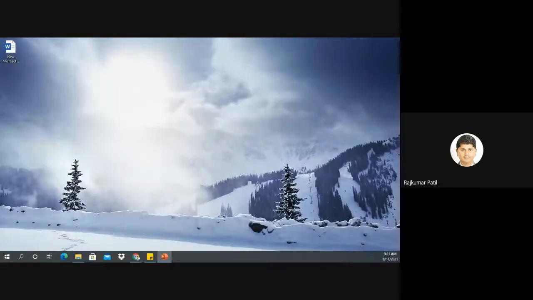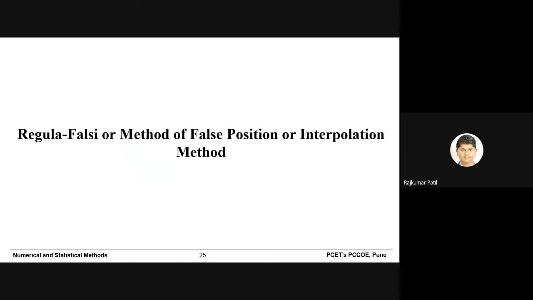So with this, I will go directly to the slide where the regula falsi method is. And at the beginning, I would like to tell you that if you have any question or any doubt, you need to unmute yourself and ask the question. Don't hesitate to ask questions, because your questions will help to improve your understanding level.